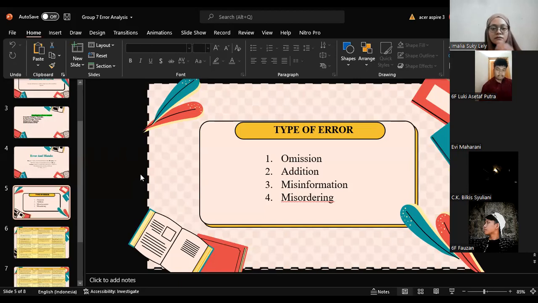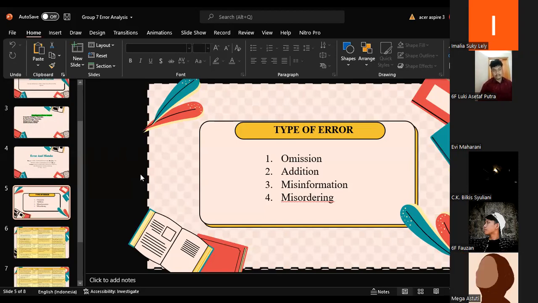And the second is addition. Addition errors are the opposite of omission. This error is characterized by the presence of an item which must not appear in a well-formed utterance. It usually occurs in the later stage of second language acquisition when the learners have already acquired some target language rules.